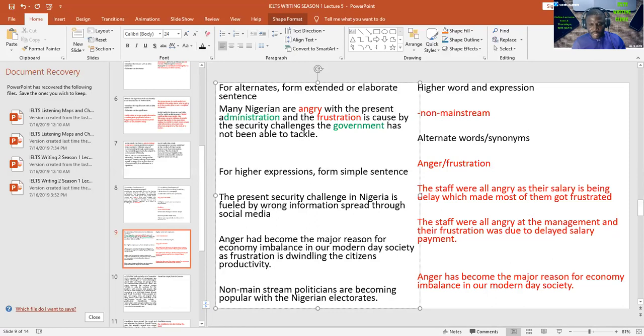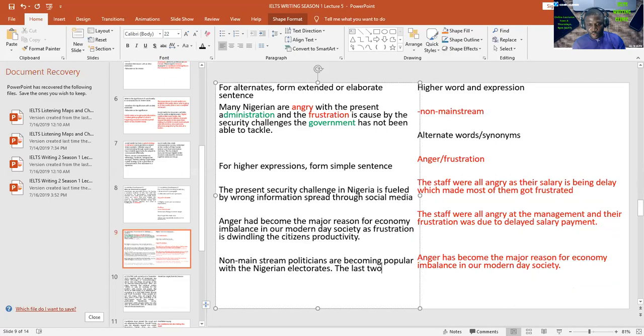The last two presidents of the country are unconventional, or are not your everyday politician. So I just explained it. I never needed to do it, but I just did to make it clear. So non-mainstream politicians are becoming popular with the Nigerian electorate. The last two presidents of the country are not your everyday politician.